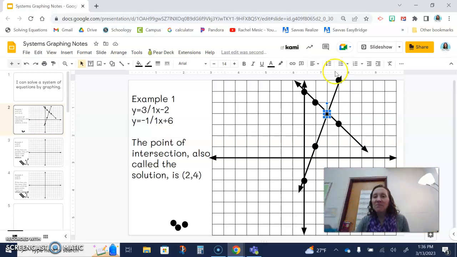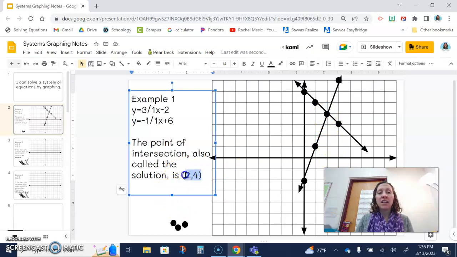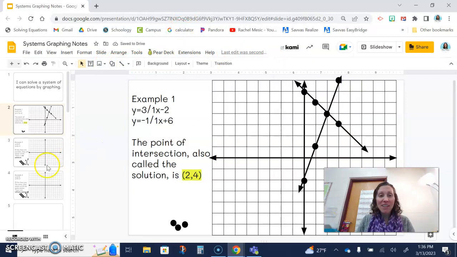Okay. So the coordinates of this point is our solution. So if we start at the origin, we'd have to go over 1 and go up 1, 2, 3, 4. So the answer then is 2, 4. I didn't know that was already there. Okay. Now it makes sense.